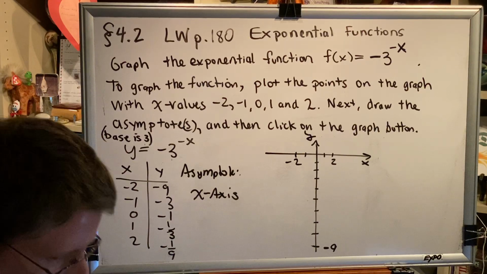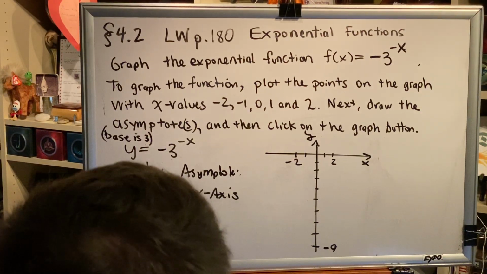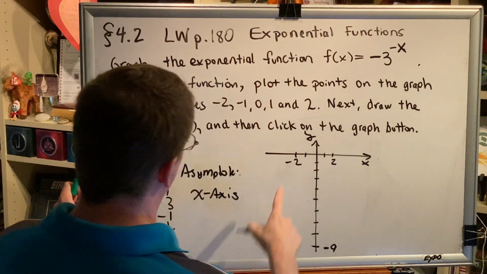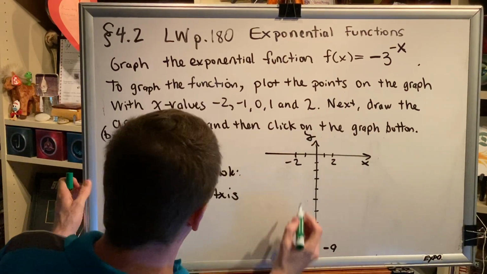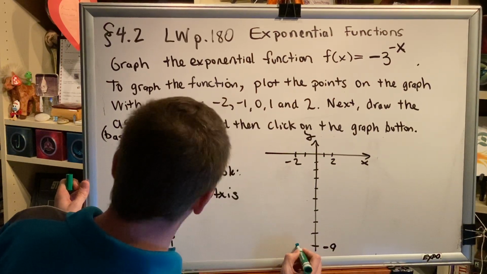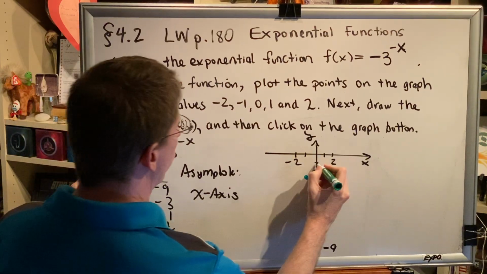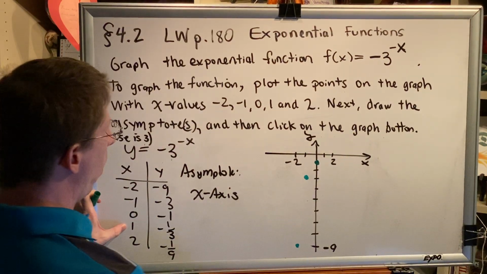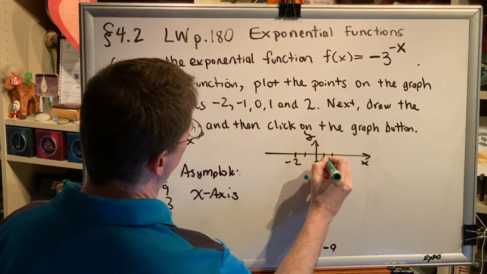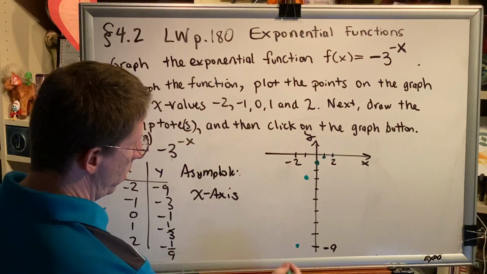Okay, great. Let's plot some points. Here we go. Do this in green because, you know, why not? All right, (-2, -9) would be this point right here. (-1, -3) would be here. (0, -1) would be here. (1, -1/3) would be here. (2, -1/9) would be here.